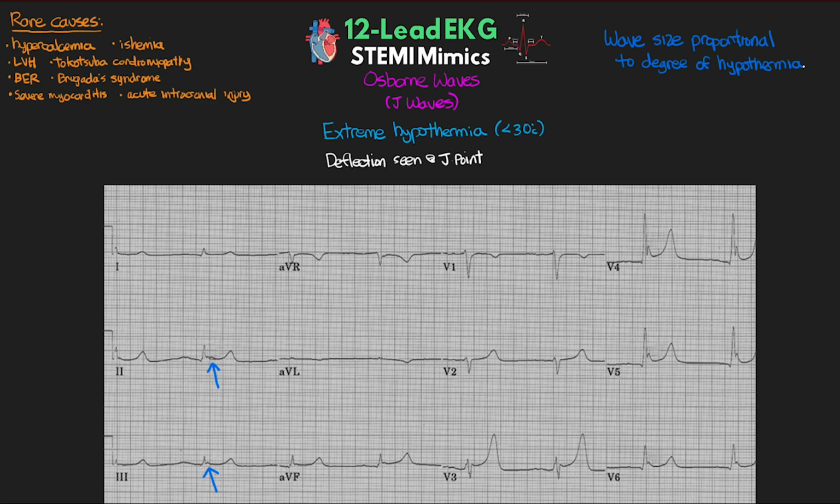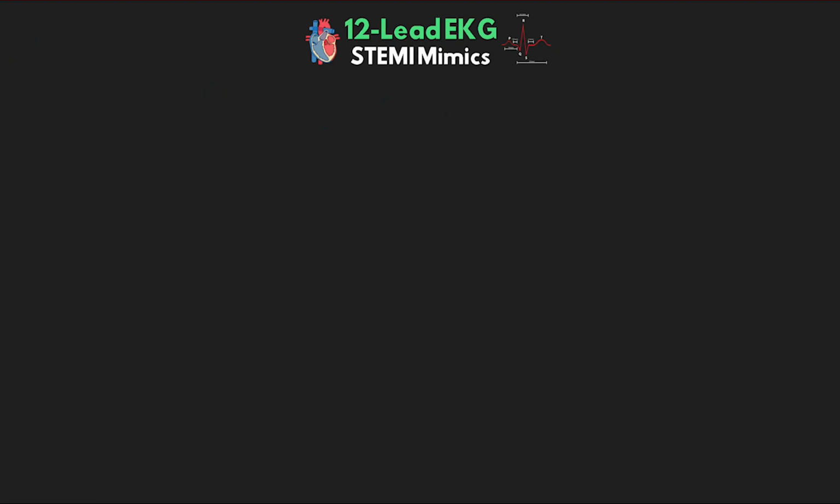So keep this in mind that Osborne wave size is going to be proportional to the degree of hypothermia. But if we look at our precordial leads V4, V5, and V6, we can see much more obvious Osborne waves. And note that this can produce ST elevation that we see, but here we're seeing that concave shape if we draw that straight line from the J point to the top of the T wave.